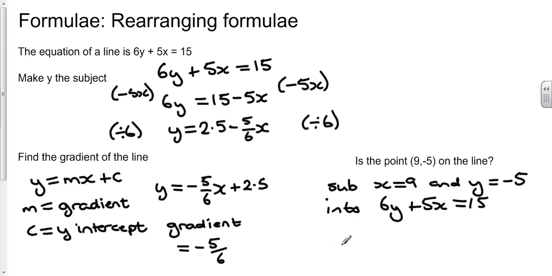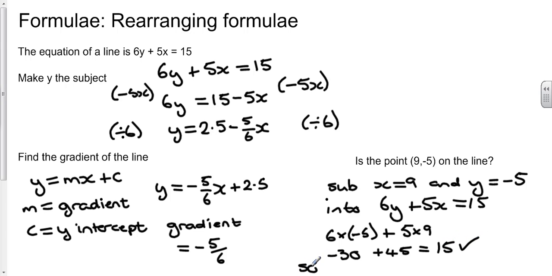If we do that, we'll have 6 times negative 5 plus 5 times 9, and that will give us negative 30 plus 45, and you should notice that that does in fact equal 15. So the point is on the line. And that's some uses of rearranging formulae to get an equation of the line, finding the gradient, and then also checking whether points are on the line or not.